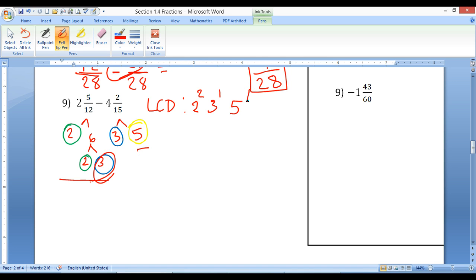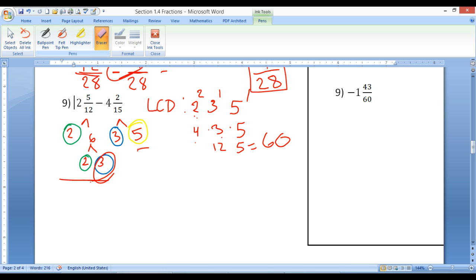So really, I have 2 times 2, which is 4. 4 times 3 times 5. 4 times 3 is 12. 12 times 5 is 60. So I now know my common denominator needs to be 60.